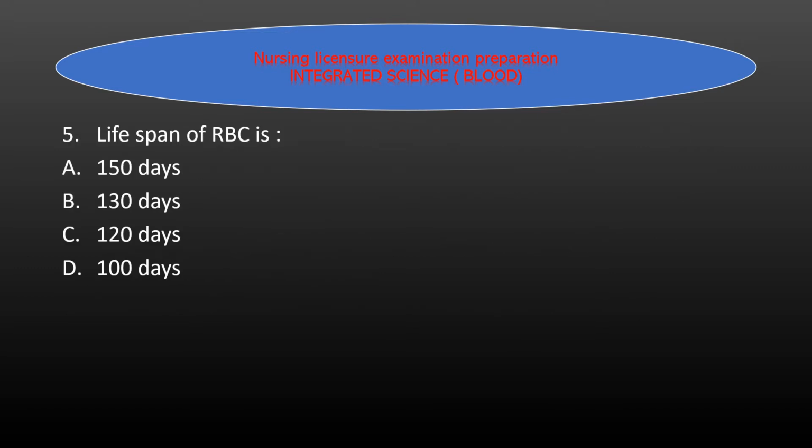Question number 5. Lifespan of RBC is option A 150 days, option B 130 days, option C 120 days, option D 100 days. And the correct answer is option C, that is 120 days.